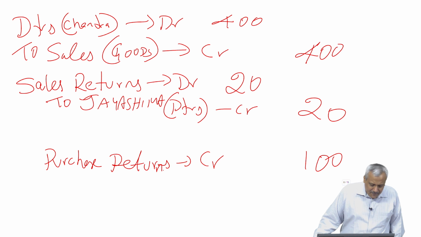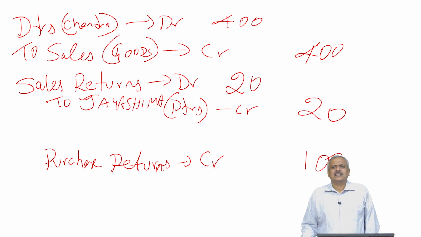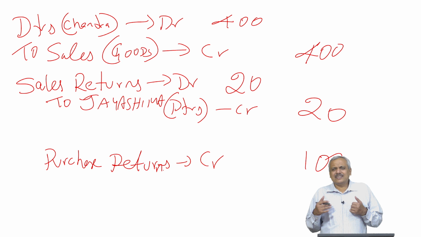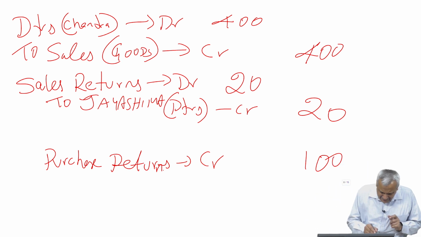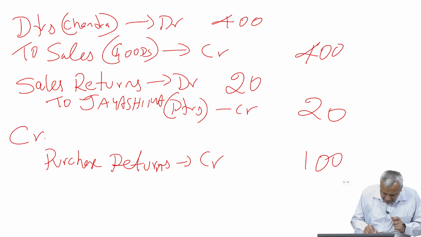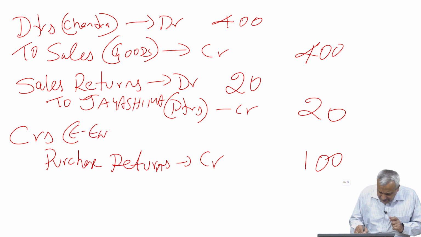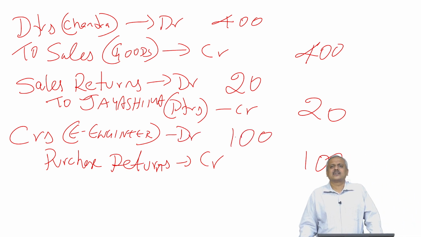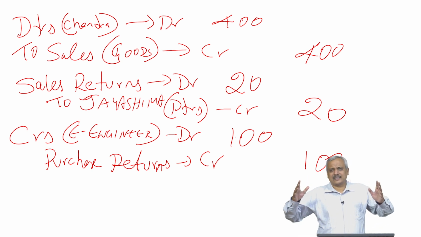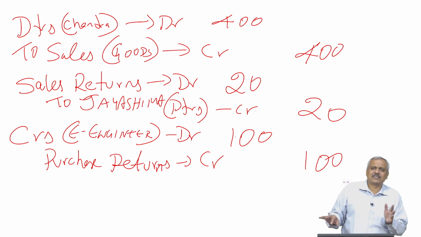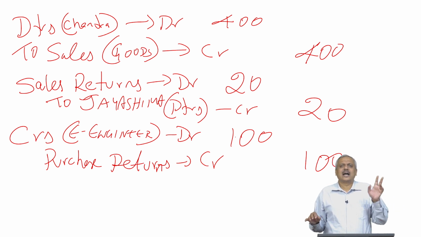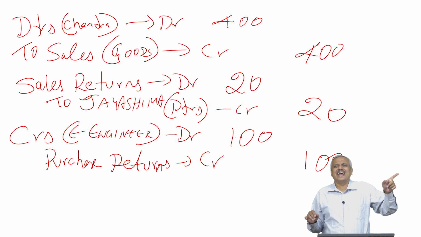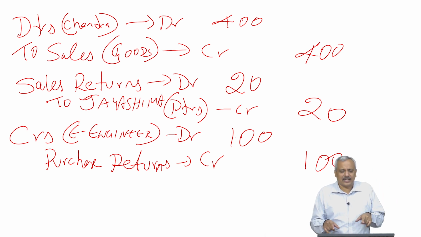Now, what is to be debited? Debit the receiver. Who is receiving these goods? E engineer is receiving these goods, that is my creditor, and he is receiving about $100. Earlier I owed him 970, now how much do I owe him? Because I returned $100 worth of goods, I need to pay him only about $870. That is what is reducing.